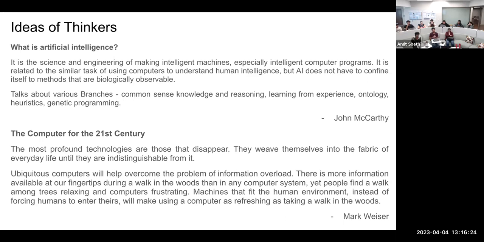And he said that ubiquitous computers will help overcome the problem of information overload. By information overload, he means that when we go out and take a walk in the woods, we have a lot of information fed into our minds, yet it's still relaxing, while computers are still frustrating. So we are very far away from that kind of profound experience that just disappears into the background.